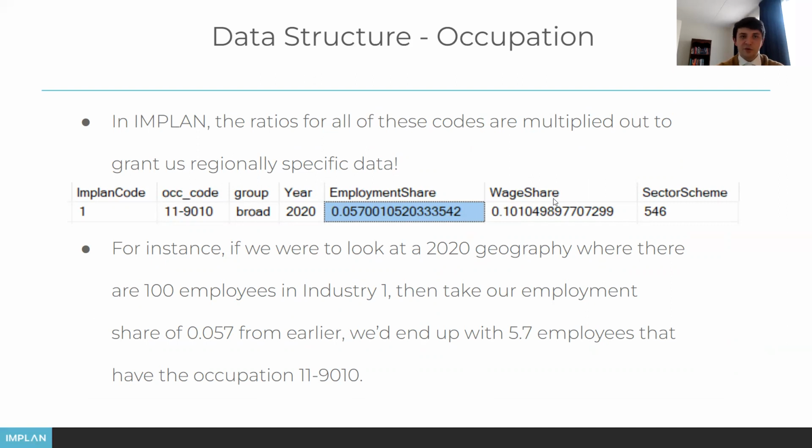For instance, if we were to look at a 2020 geography where Industry 1 had 100 employees, we would take our employment share of 0.057 from earlier, and multiplying that out by 100, we'd end up with 5.7 employees that have the occupation of 11-9010 in that fictional region. So it's really the study area combined with the occupation data that gives us the detail that we're looking for. On its own, the occupational data doesn't tell us quite as much.